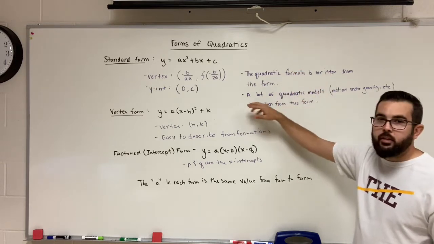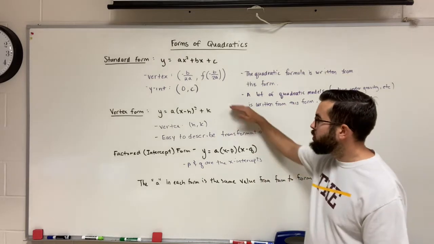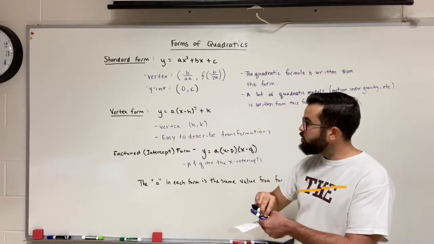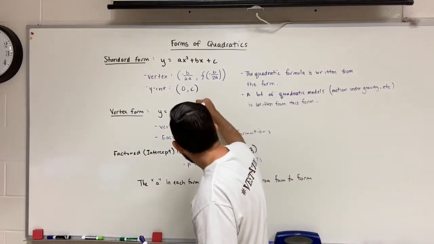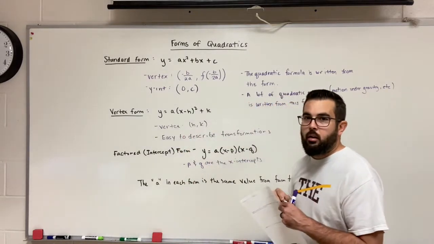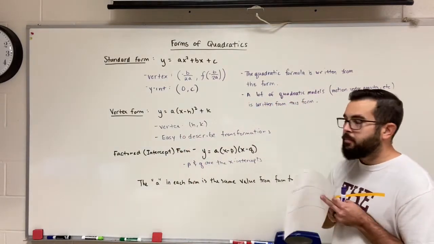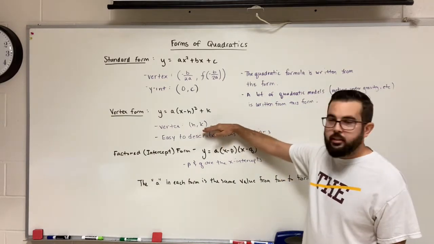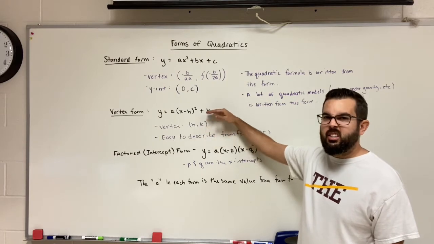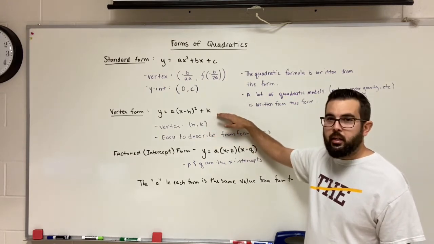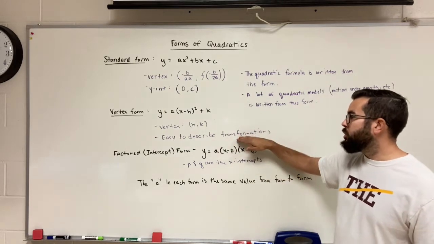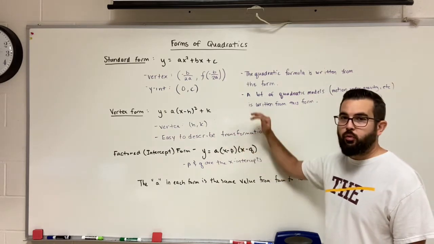All right, now vertex form is the next form. So that is y equals a times x minus h squared plus k. All right, now this form is easy because the vertex is just h and k. You'll notice this is very similar to what we had with absolute value functions. All right, it is also easy to describe transformations from vertex form.